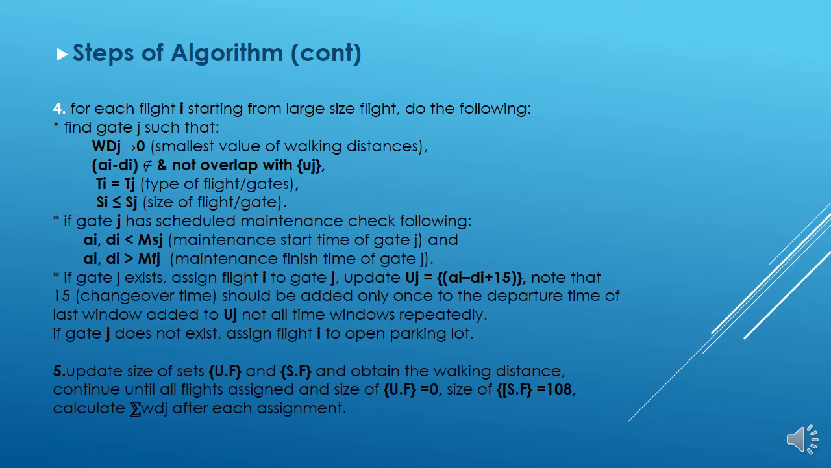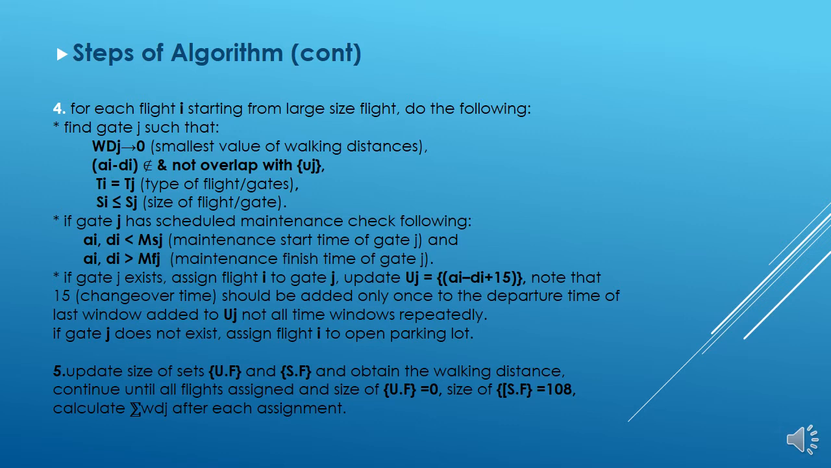The fourth condition is the size. The size of the flight should be less than or equal to the size of the gate. So the gate can occupy a flight either of the same size or lower, not greater than its size. Now we also check if the gate has scheduled maintenance, and we make sure that the scheduled maintenance does not overlap with the arrival and departure time of the flight.